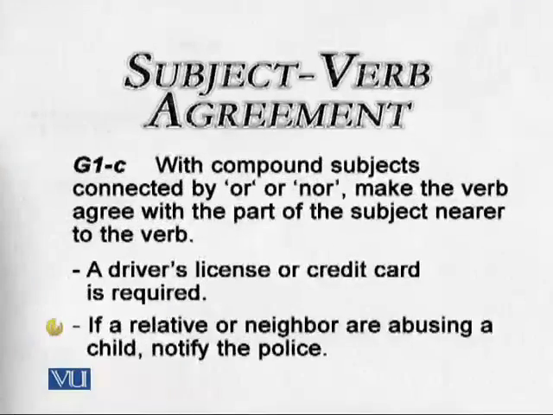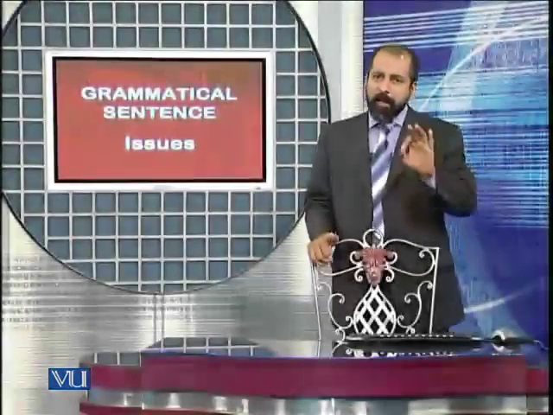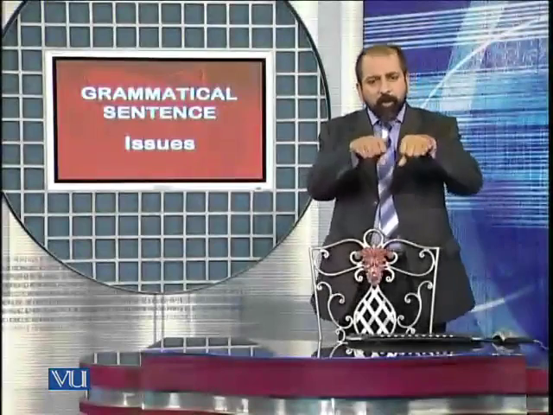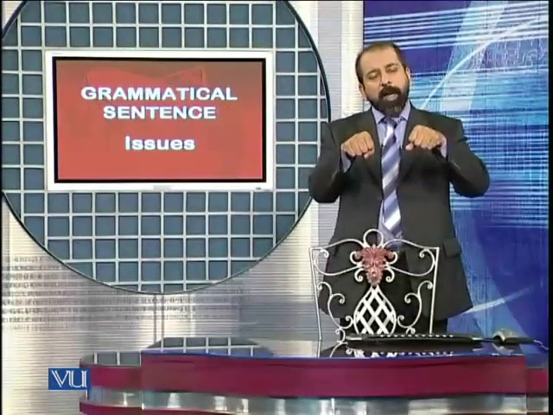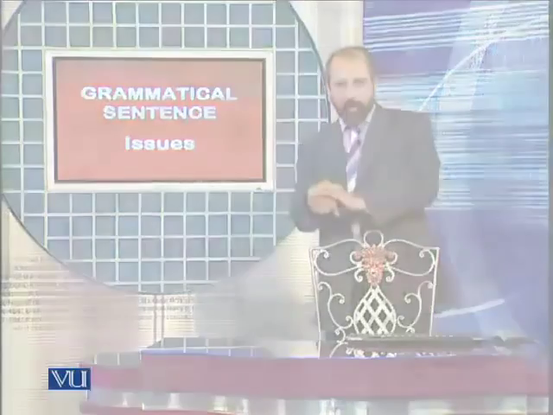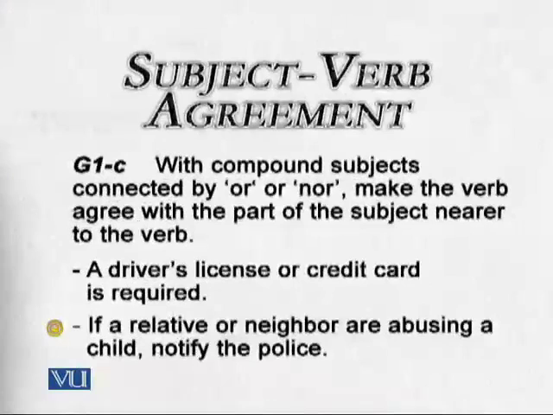See one more example. If a relative or neighbor are abusing a child. Now, in this sentence, if a relative or neighbor are, same is the problem. This is not an and compound subject. And means two together. Or means not two together, one of these two. And then we have to see which one is nearer. And the nearer is singular, therefore verb has to be singular. So the sentence should go, if a relative or neighbor is abusing a child, notify the police.